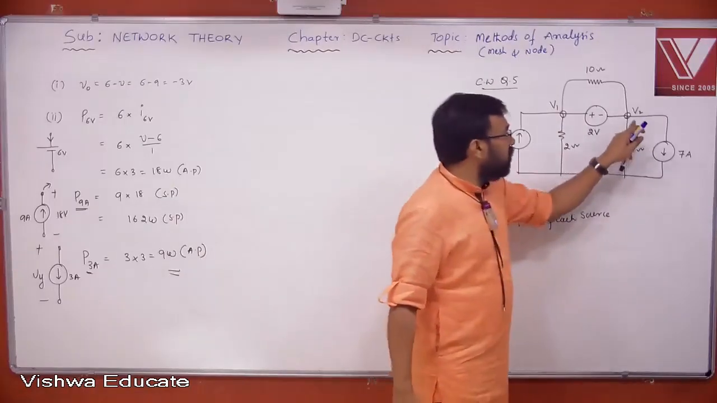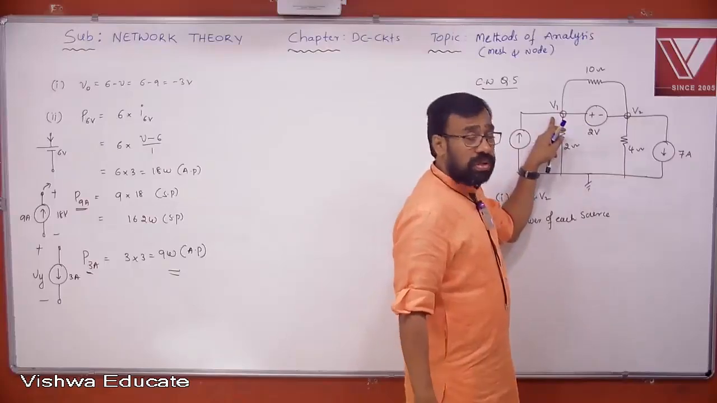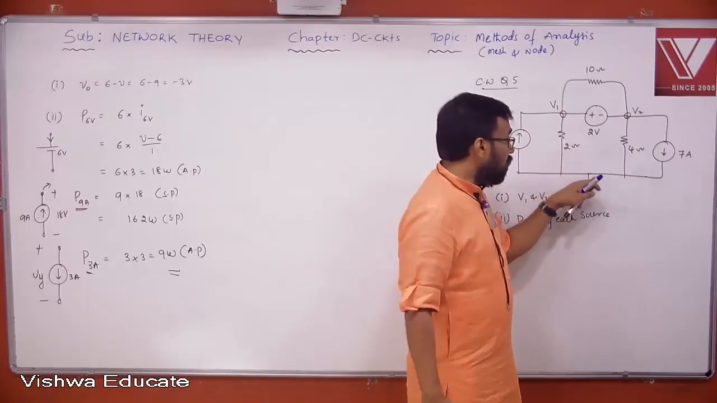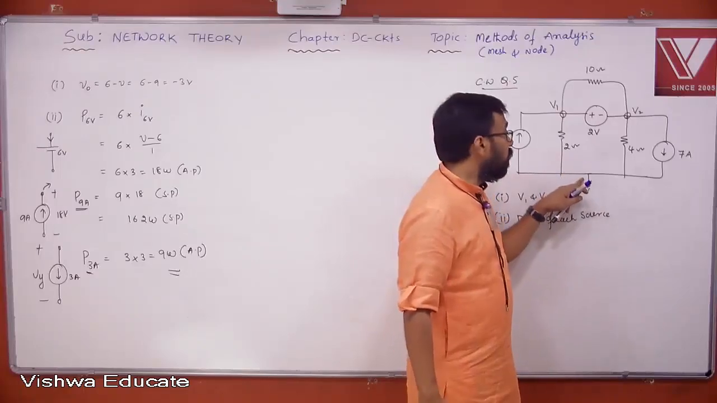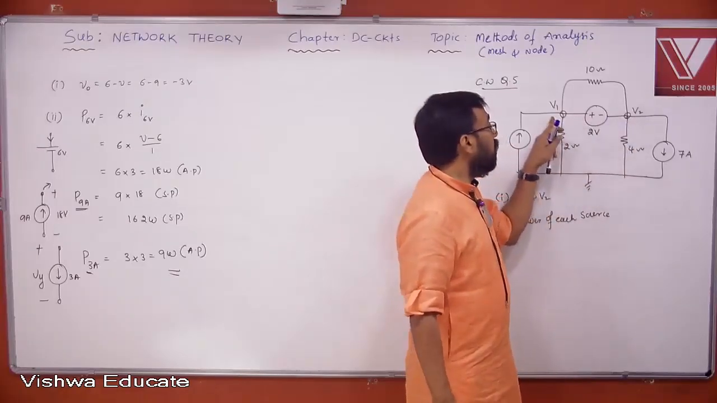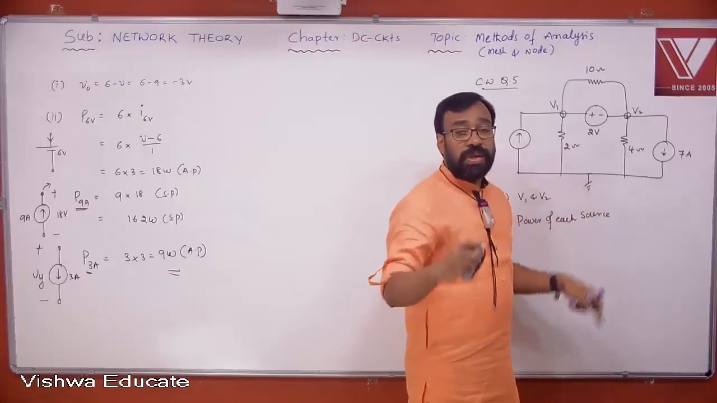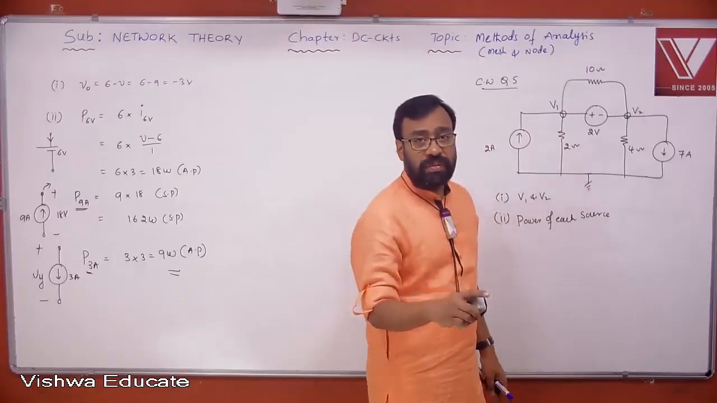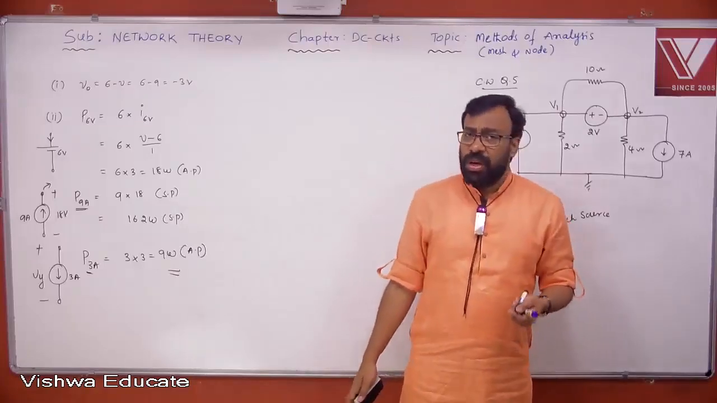Now, if you select this node as 0, this is going to be 2 volts. This is an unknown value according to the reference node shifting method. If you shift this reference node from here to here, then this is 2 volts and this is unknown. Therefore, 1 equation is enough. So the minimum number of equations required to solve this network is only 1, and you can achieve that through node analysis.